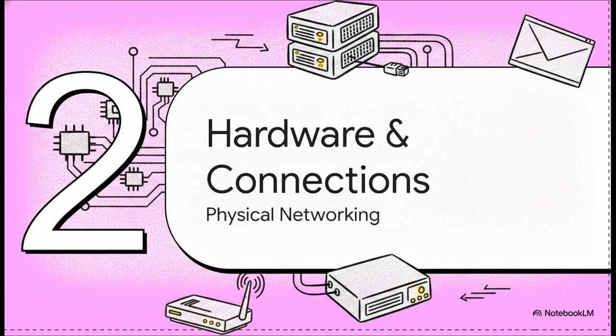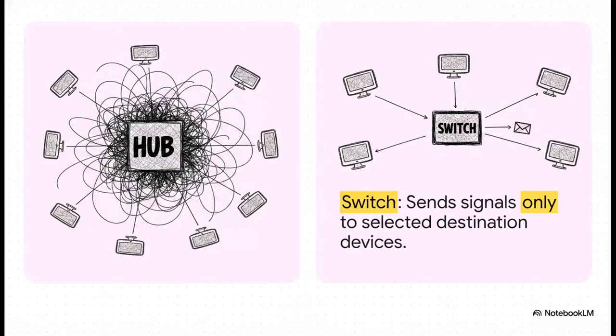Number 2, hardware, connecting the dots. Now that we know what a network is fundamentally, what are the actual physical boxes and blinking lights making it happen? Well, back in the early days, we used something called a hub. And honestly, a hub is pretty noisy. It's kind of like that one annoying coworker who uses a megaphone in a quiet office. When a hub receives data, it just blasts it out to every single connected device, which, as you can imagine, risks a ton of data collisions.